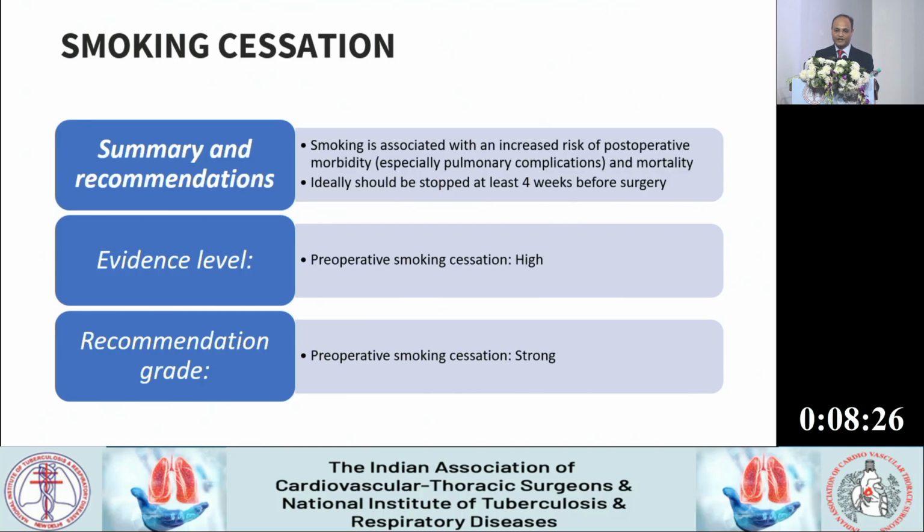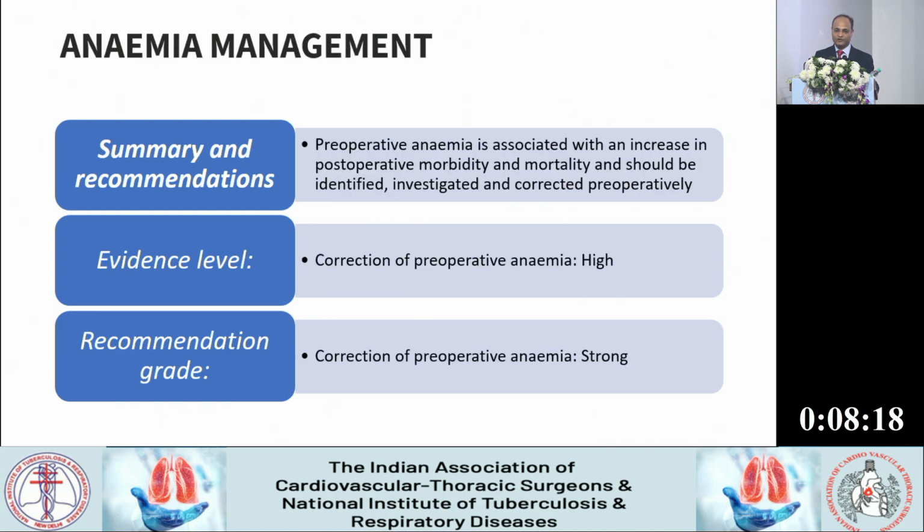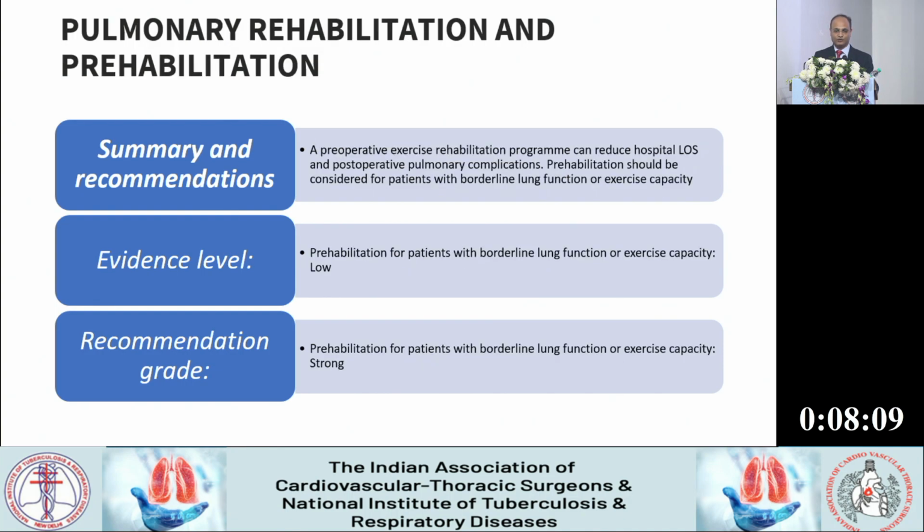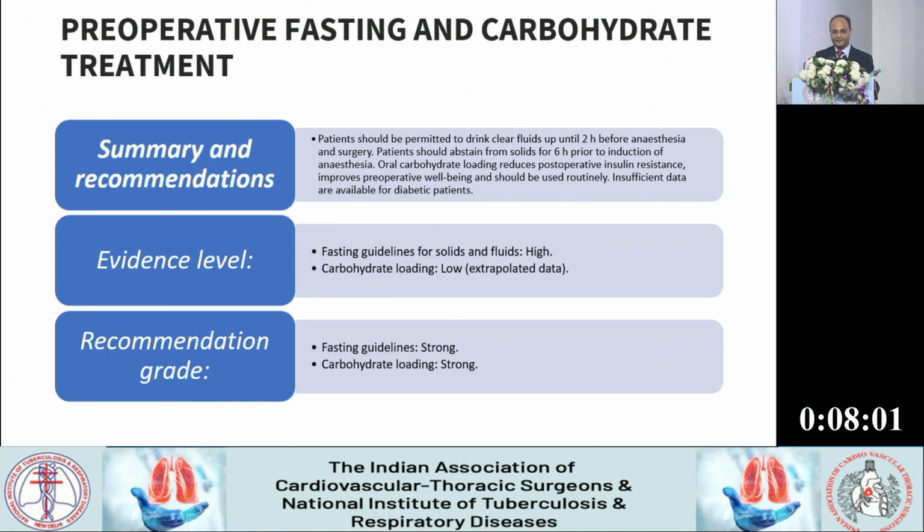See, smoking and alcohol are associated with increased risk in post-operative morbidity and mortality, and ideally should be stopped at least 4 weeks before surgery. Anemia should be detected, adequately worked up and treated. If not, then there is a higher incidence of complications in the post-op. Pre-rehabilitation of patients with borderline lung function and poor exercise capacity is strongly recommended by the ERAS Society.